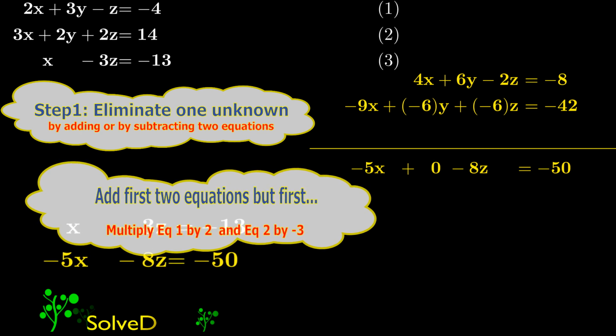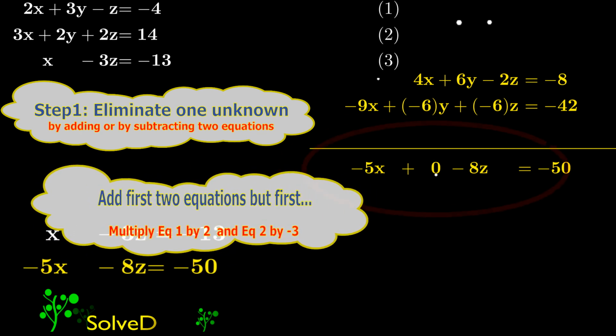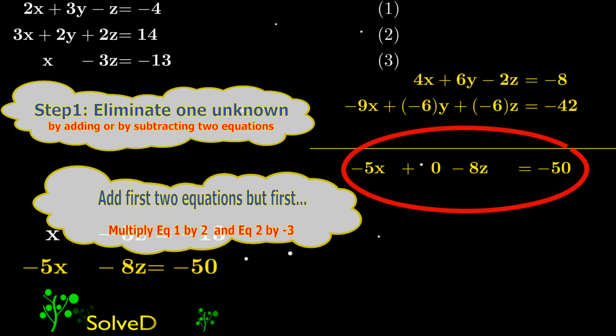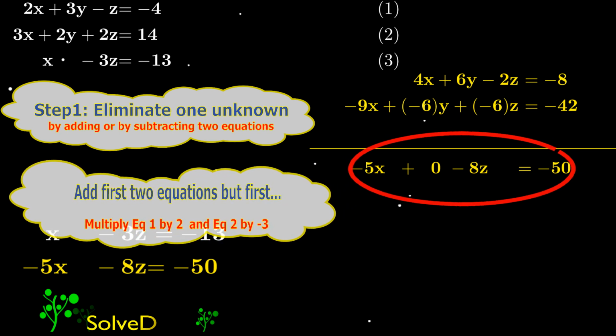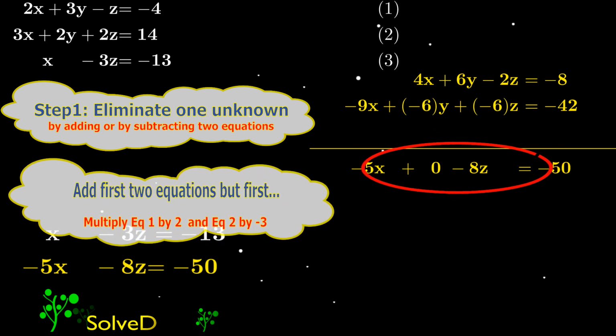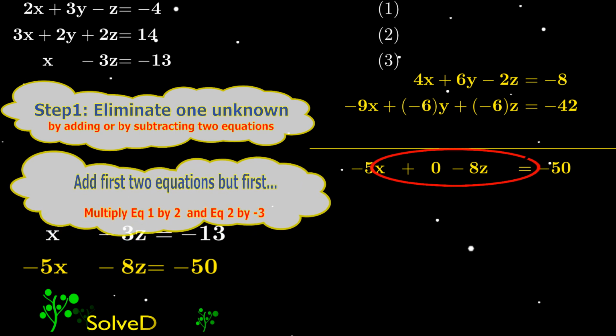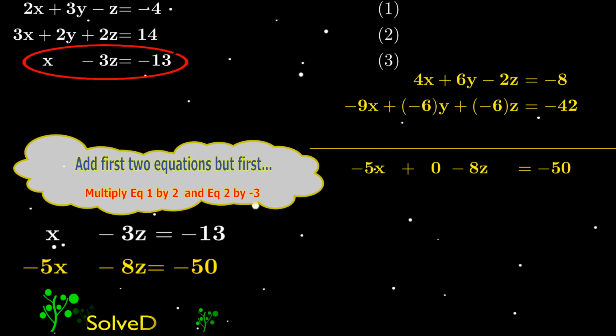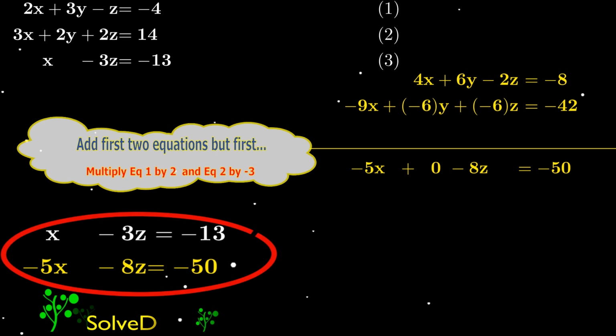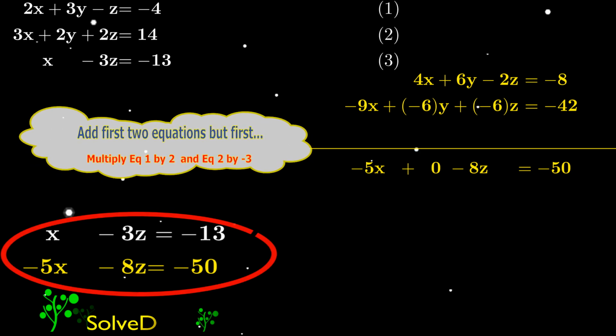Now we have got a new equation with only two variables. Good news, given equation 3 has only two variables, x and z. So now we can work with the two equations of two variables.